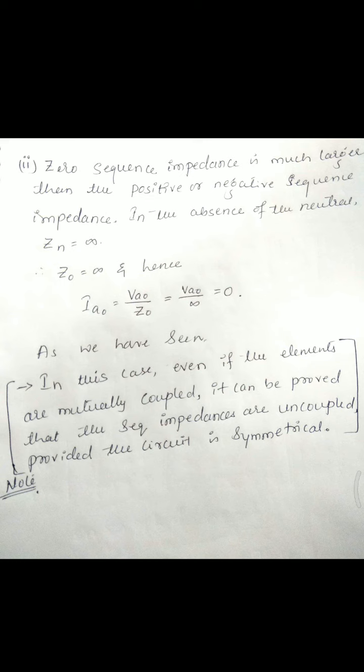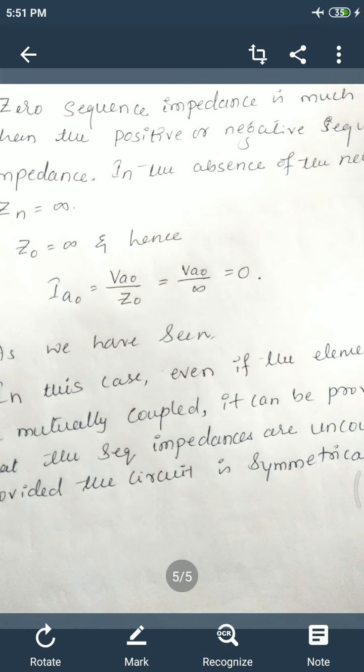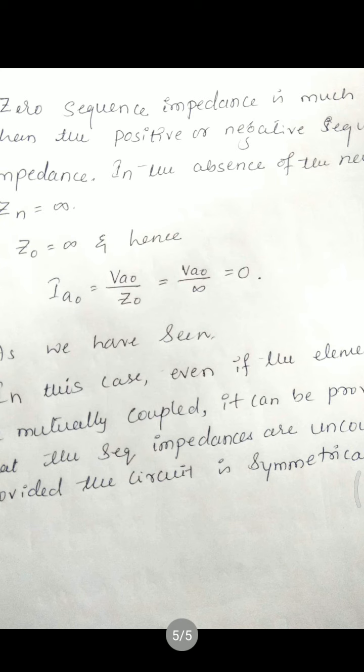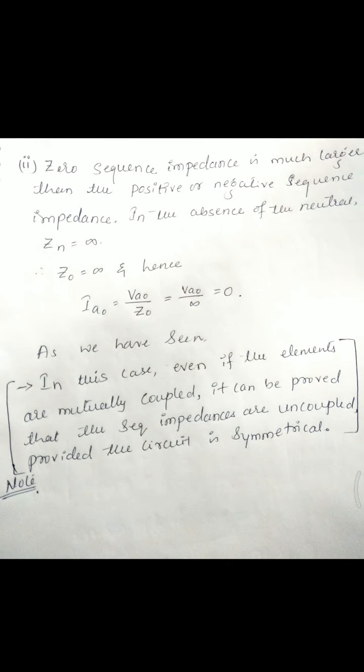In the absence of neutral, Zn will be equal to infinity. Therefore Z0 is also equal to infinity. Therefore IA0, the zero sequence current, will be equal to VA0 divided by Z0, and VA0 divided by infinity, if you substitute that, we get 0. That is what we came across in earlier numericals as well as in earlier derivations: IA0 equal to 0, as we have seen.